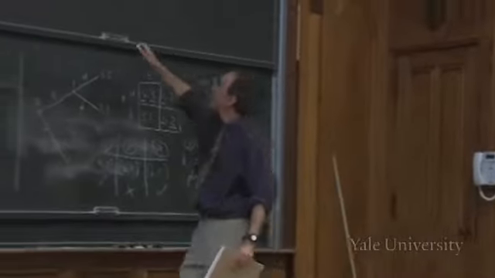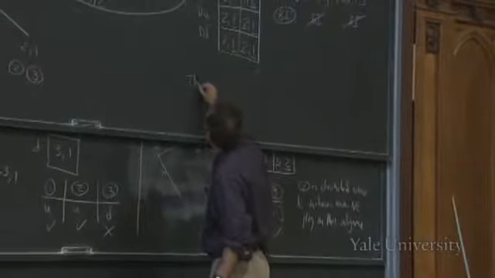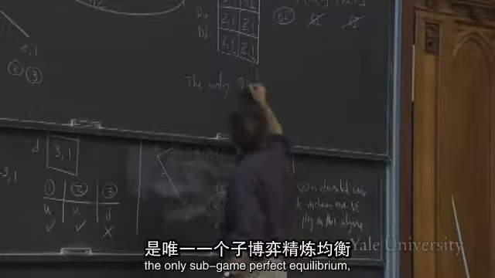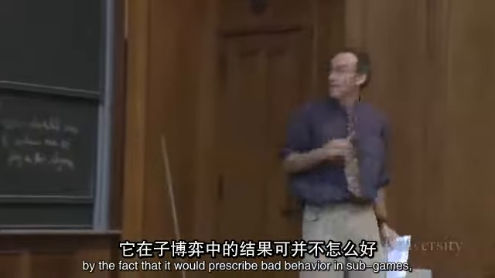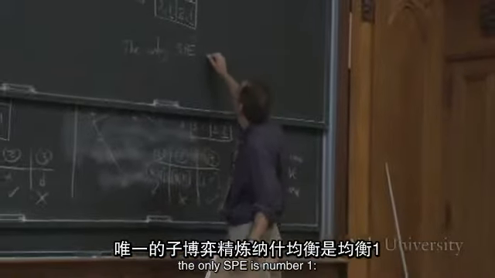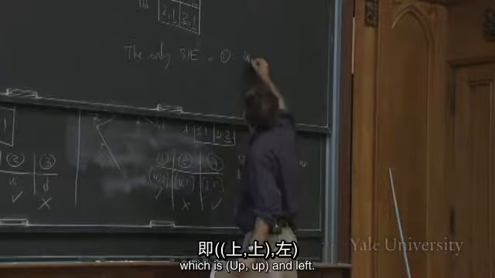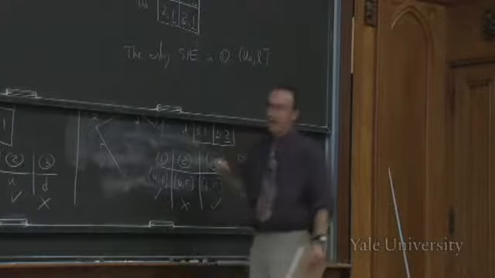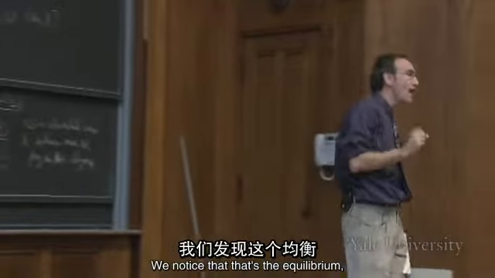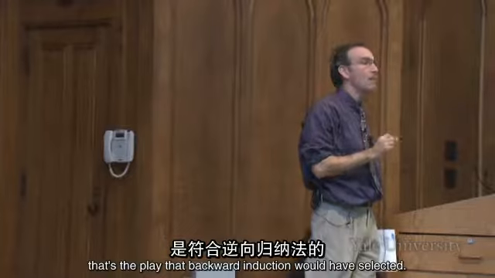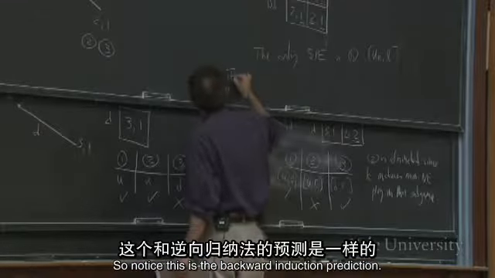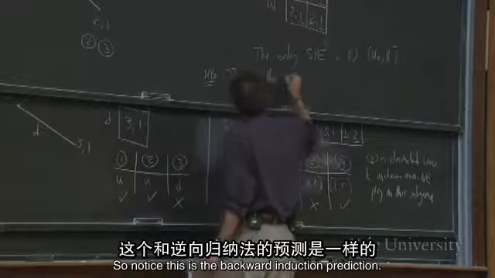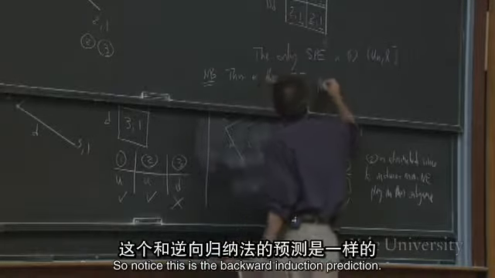And the one we're left with, the only subgame perfect equilibrium, the only equilibrium that wasn't eliminated by the fact it would prescribe bad behavior in subgames, the only SPE is number 1, which is up, up, and left. And what do we notice? We notice that that's the equilibrium, that's the play that backward induction would have selected. All right, so notice this is the backward induction prediction.